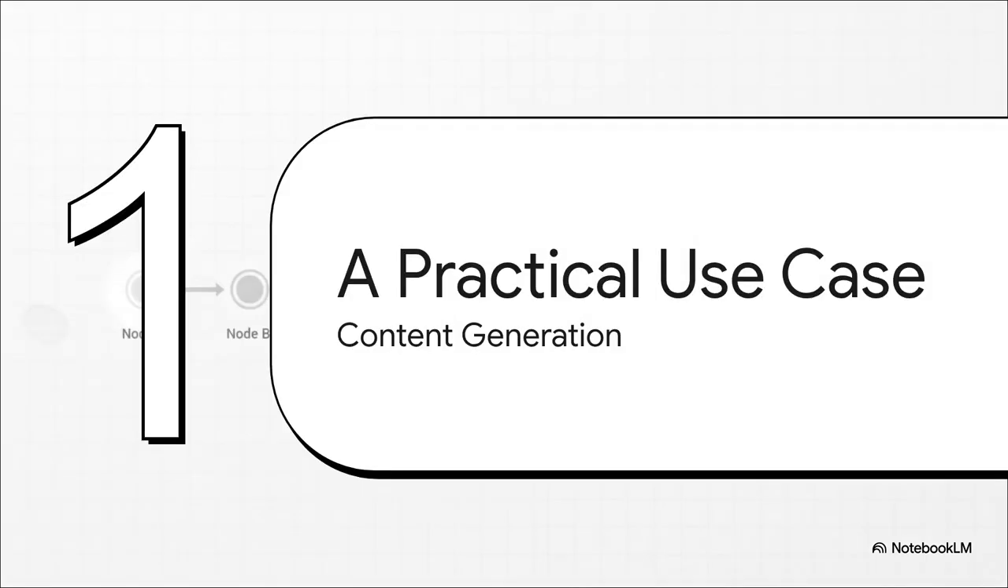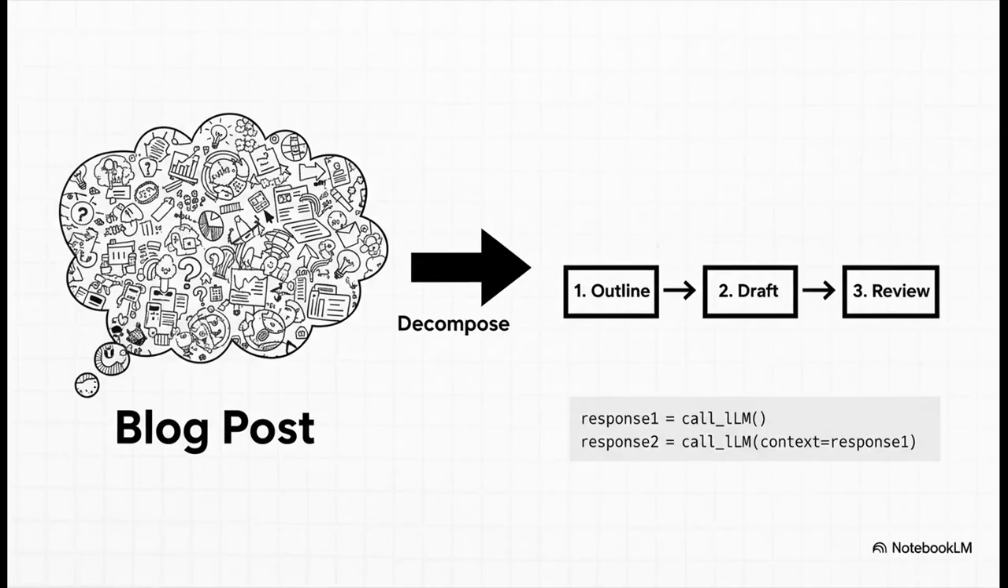Okay, let's make this even more concrete. We'll use a tangible, real-world use case that you can probably apply almost immediately, building an automated content generation workflow. We're going to take what is a pretty complex creative task, writing a blog post from scratch, and we're going to decompose it into a simple, reliable chain of prompts.